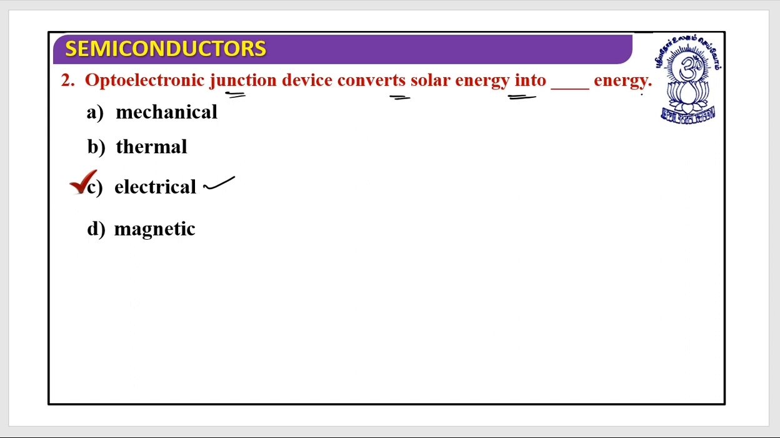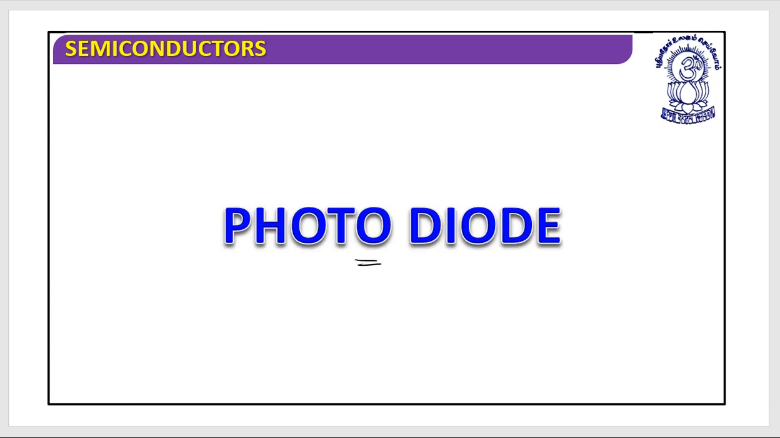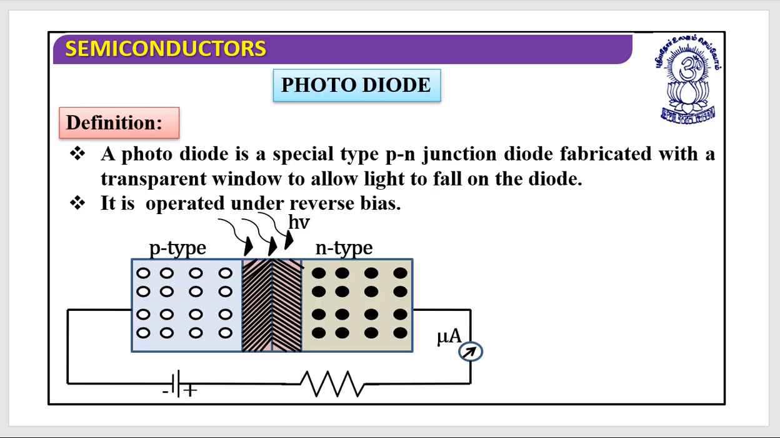So this was all about solar energy. Now let's look at a different device. The second optoelectronic device is the photodiode. Let's have a look at what a photodiode is. A photodiode is a special type of PN junction diode fabricated with a transparent window to allow light to fall on the diode. Its symbol is a normal PN junction diode, with light coming to it from the outside.